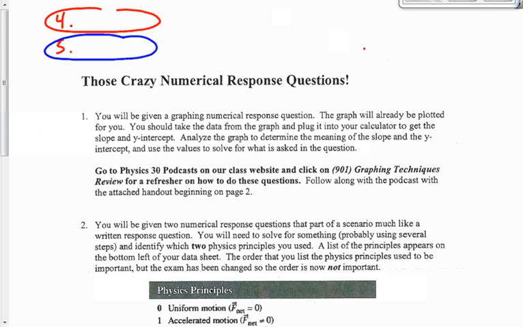Now, how do you fill that in as a numeric response question? What physics principles do you use? Let's say I use conservation of energy. Well, how do I fill that in a numeric response? I want everybody to open up your data booklets right now. Go to your data booklet right now, and look in the bottom left-hand corner of your data booklet.